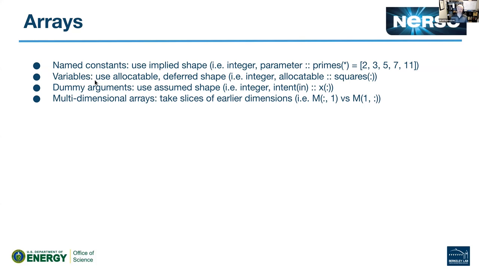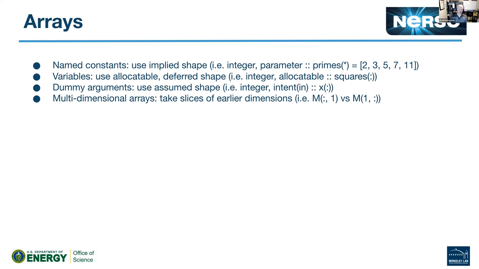For variables, use allocatable arrays as much as you can. There are some reasons that you might want explicit shape, but they're generally for performance reasons, and you shouldn't worry about that until you have determined that that is really the thing that is giving you performance problems. Instead, make them allocatable and use colon for the dimensions, and then the dimensions can be determined when you actually allocate it.